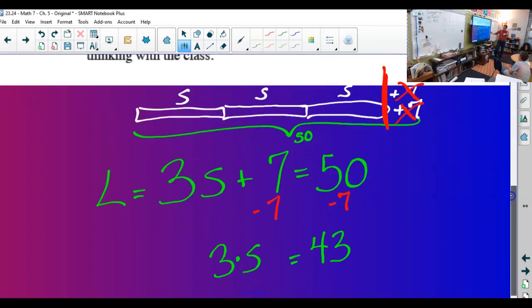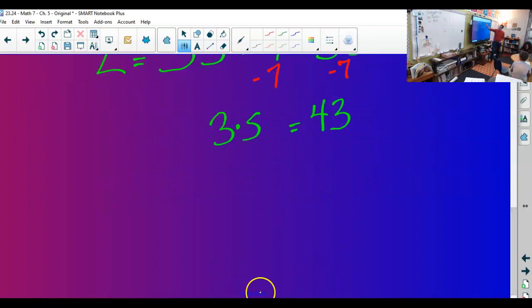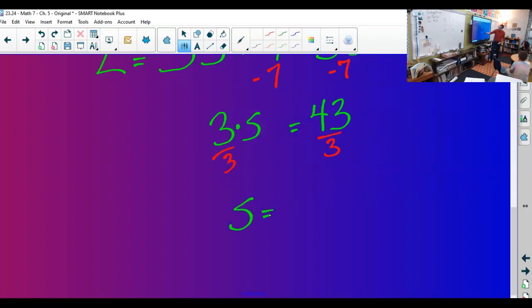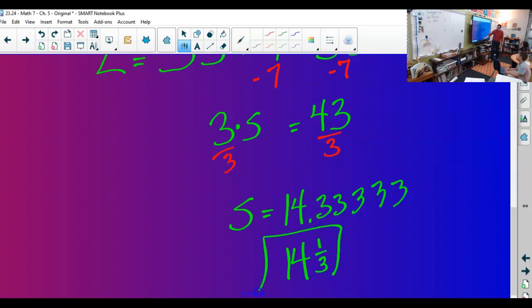You want to keep going or you want to move on? Yeah, it is a gross number, isn't it? So wait, 14.3 repeating. You know what's better than that? This fraction is the exact answer. 14 and 1/3.